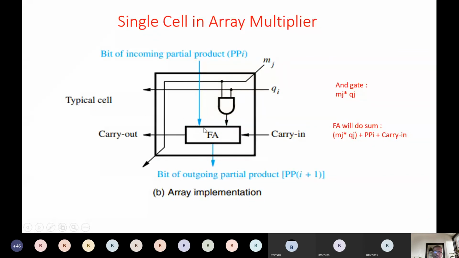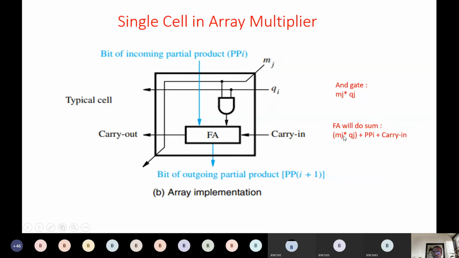In a single cell, what are the incoming inputs? One is the M value from the multiplicand, and the other is the Q value from the multiplier. There will be a product of these two, M and Q. That's why we have the AND gate here. Whatever output we get goes into the full adder. And what will the full adder do? It takes that product M into Q, which is done by the AND gate.